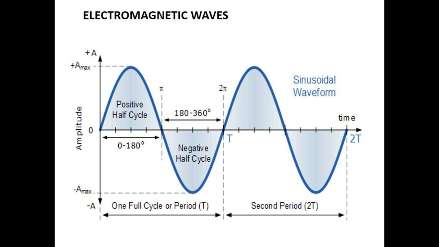So here we can see a typical electromagnetic wave. This is the sinusoidal waveform. As we can see, it has a positive half cycle and a negative half cycle. So both of these make one complete cycle.